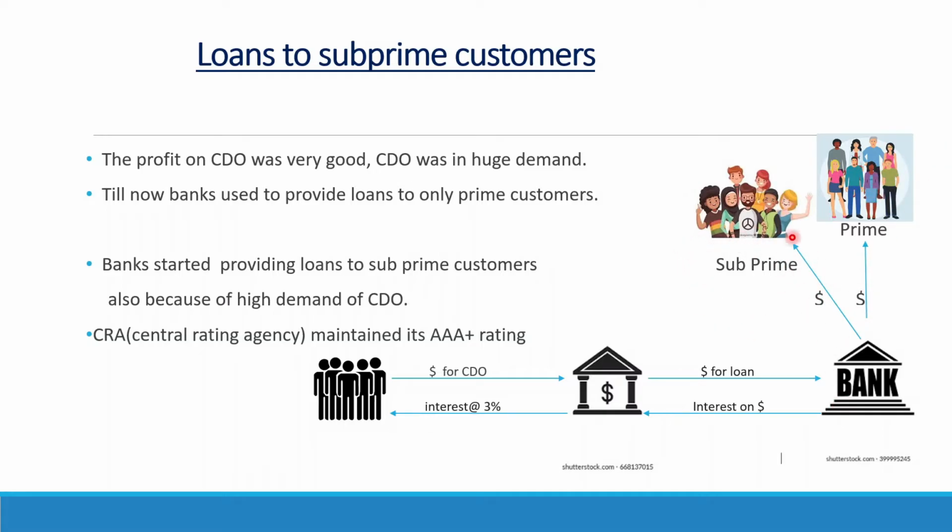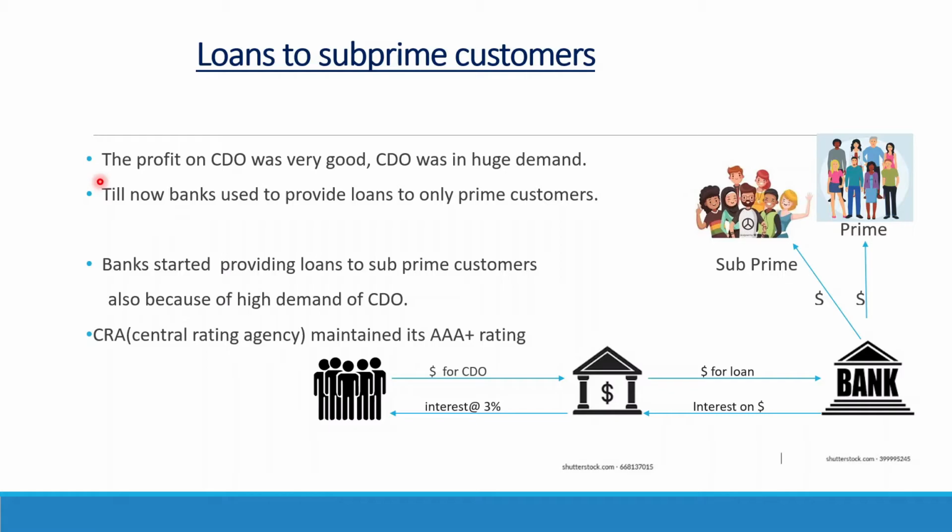Now the word subprime, as I mentioned, we will come across in later slides. Here subprime is a category of people who don't have as many assets, which means this category of people don't have a very good probability of returning the loans provided to them. There was no surety about repayment of the loan from this category of people. These are somewhat poorer people, we can say.